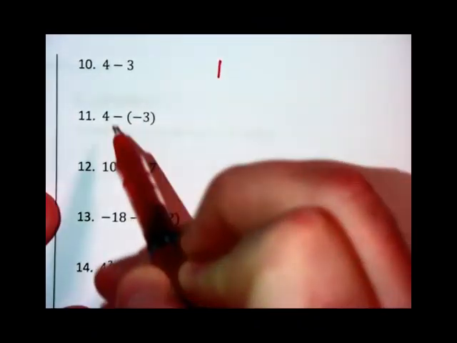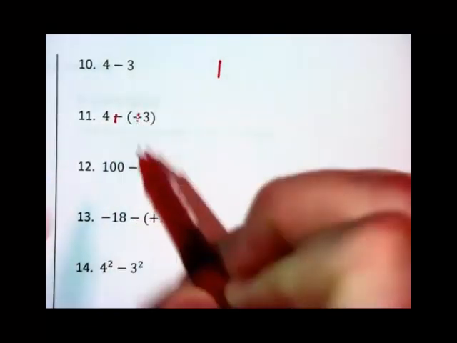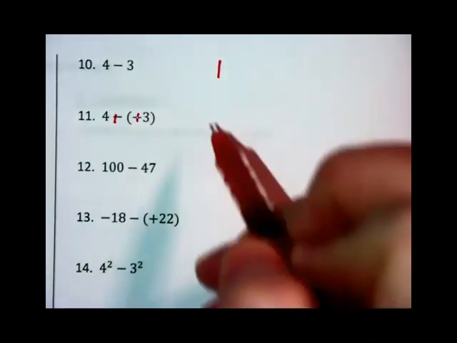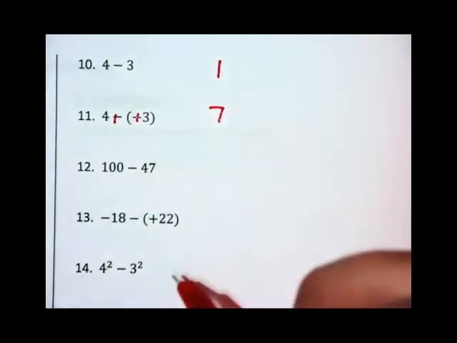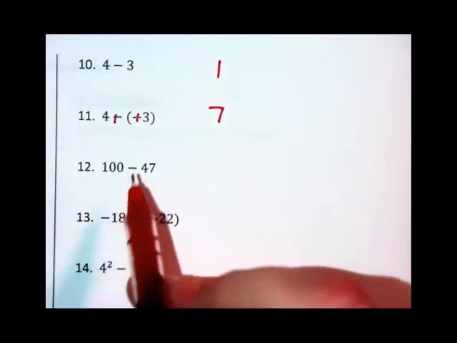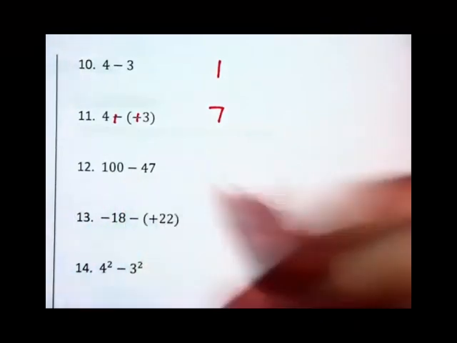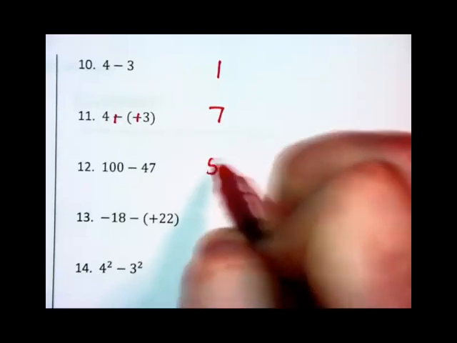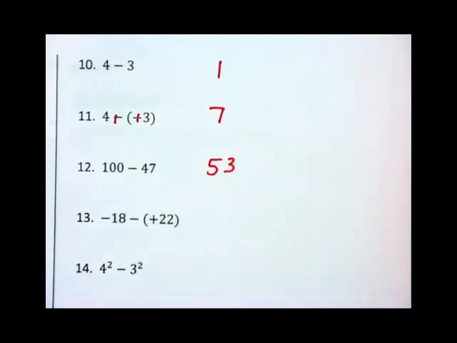Number 11, the minus and minus pattern turns into plus a positive, so 4 plus 3 is 7. Number 12, you're subtracting. You could think of that as adding a negative 47. You're still going to have to do some borrowing to get 53 as the result.